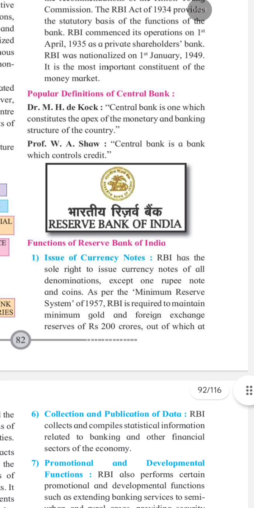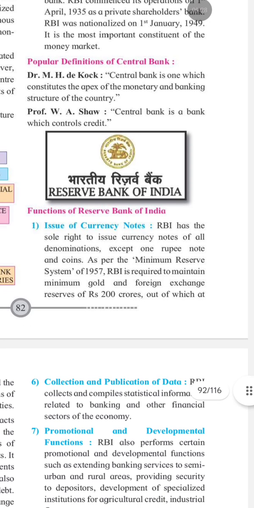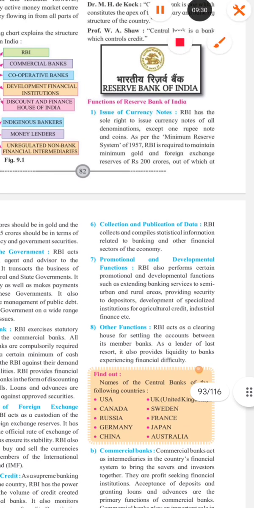Now, you can see the definitions of a central bank. According to Dr. M.H. de Kock, a central bank is one which constitutes the apex of the monetary and banking structure of the country. And according to Professor W.A. Shaw, a central bank is a bank which controls credit. Now, let's begin with the functions of RBI.